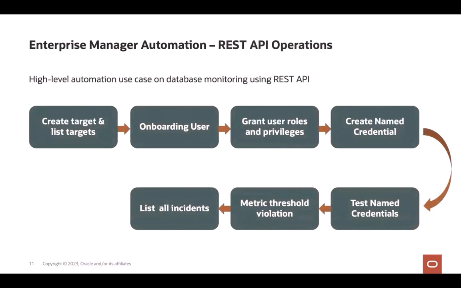So here we will show you an example use case on how you can stitch all these APIs into action for your Enterprise Manager automation. In this flow, we will see how to use the API first to create the target and list targets. Second, how to create a new user. Third, how to grant roles and privileges to this user. And then how to create the named credentials. And once the named credential is created, how to test the named credential to ensure it is successful. And then finally, we will look into the metrics: we will modify the metric threshold for a target, review the incident, and then list all the incidents raised for this target.